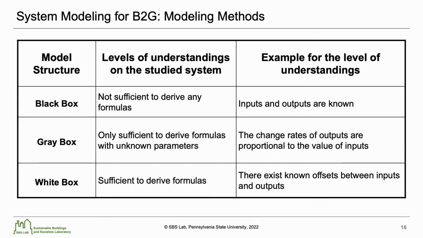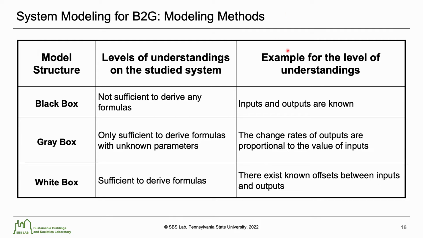There are three different methods to construct the models for B2G application. As shown in this table, we can categorize those models into black box, gray box, and white box model. So the level of understanding increases from black box to white box.